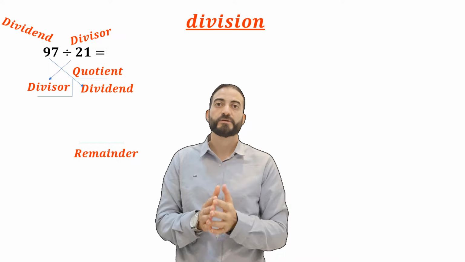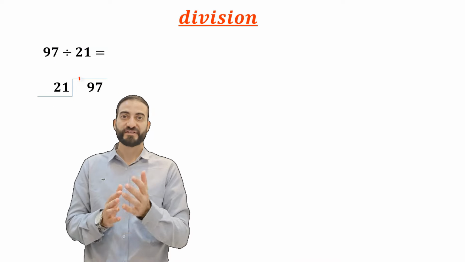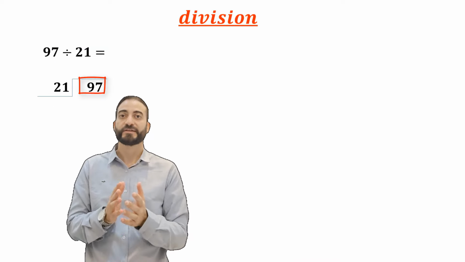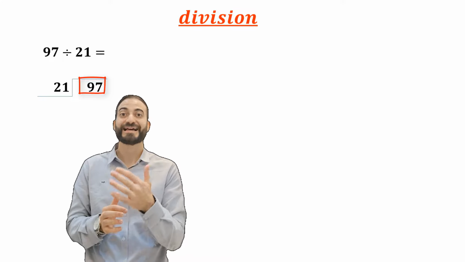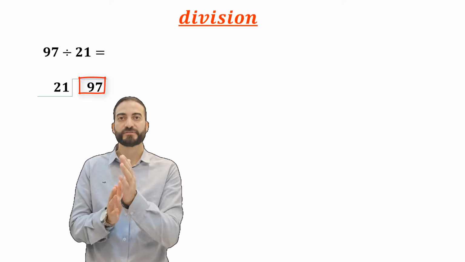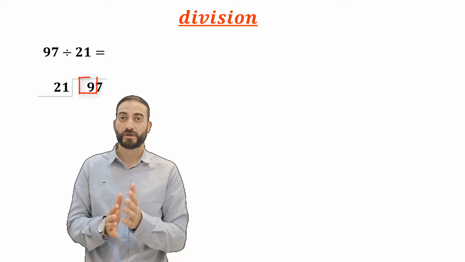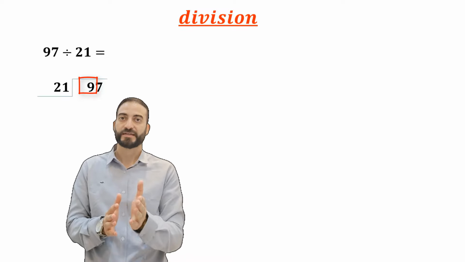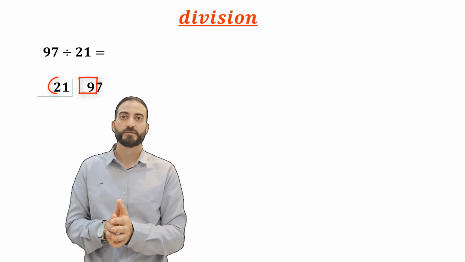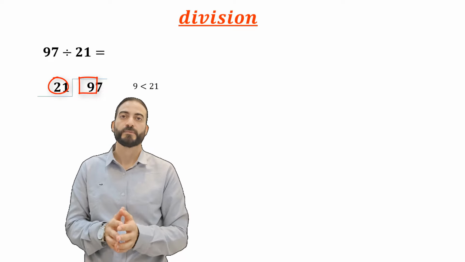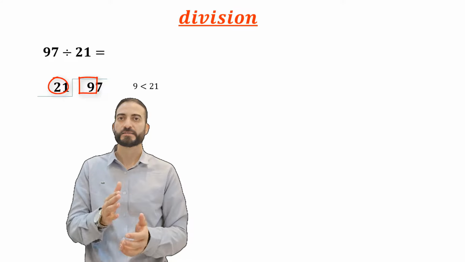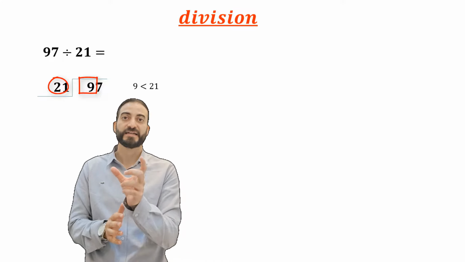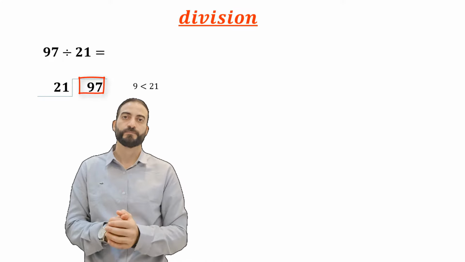The first step we do is come to the dividend, which is 97, and go to the last number on the left. We find the number 9. We ask ourselves, is 9 greater or equal 21? The answer is no. This means that we must take the entire number, so 97.